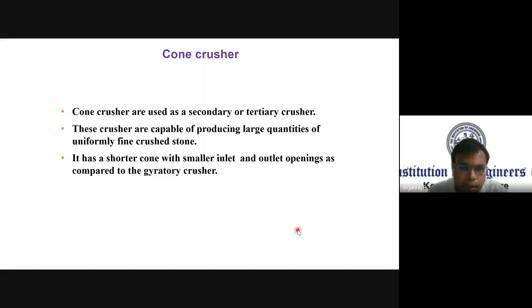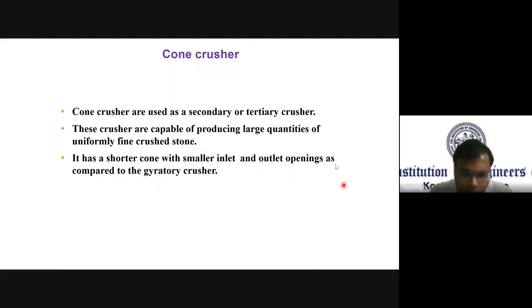And you have a cone crusher, which is called a secondary or tertiary crusher, and these crushers are capable of producing large quantities of uniformly fine crushed stone. So if you want a large quantity of stone which is uniform and fine, then you can go for this cone crusher. It has a shorter cone with smaller inlet and outlet openings as compared to that of a gyratory crusher.